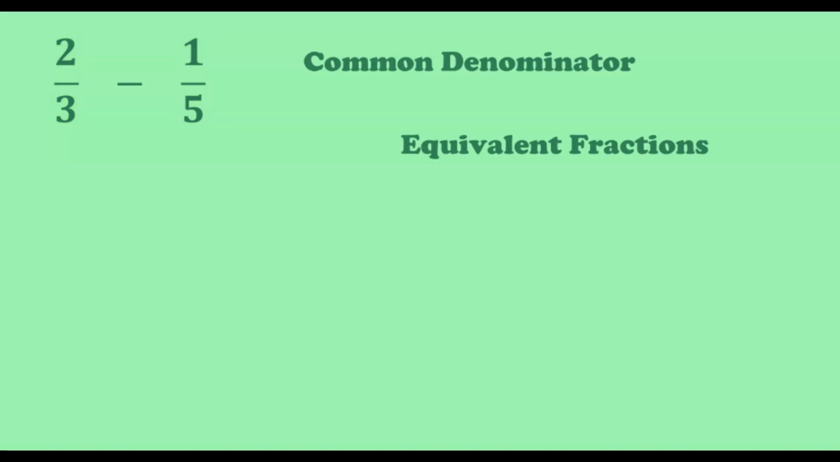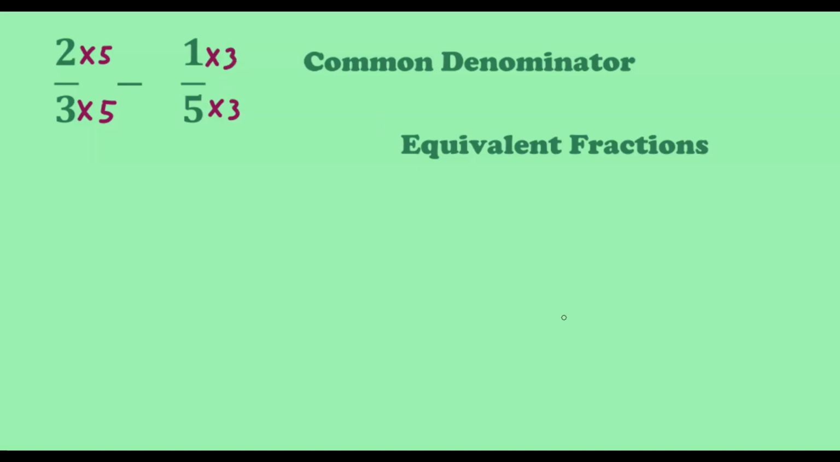So let's do that. First of all, have a look at the denominator 3 of the first fraction. How do we change 3 to 15? We need to multiply it by 5. And since we want an equivalent fraction, we need to multiply the numerator by 5 as well. Now for the second fraction, the denominator is 5. How do we change that to 15? We need to multiply it by 3. And since we want an equivalent fraction, we need to multiply the numerator by 3 as well.